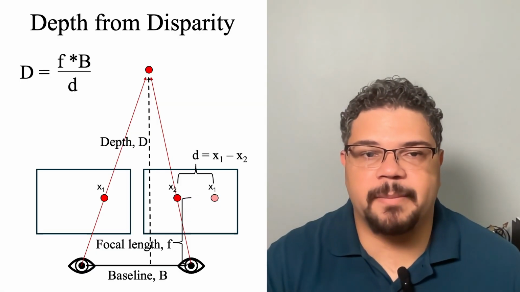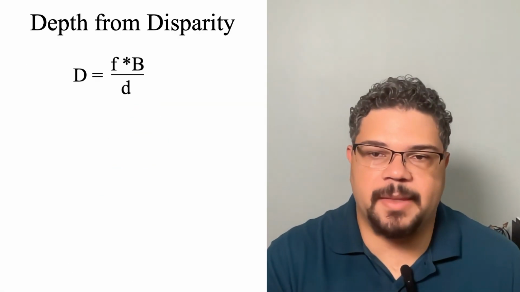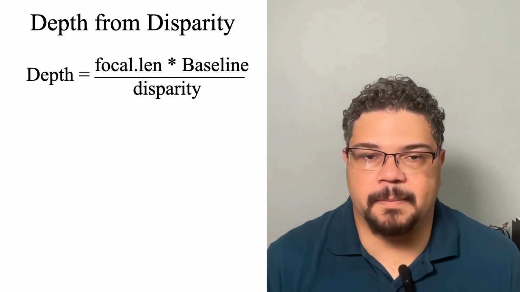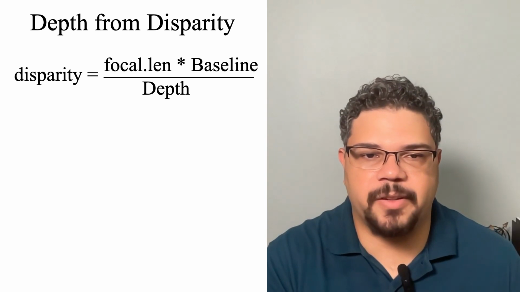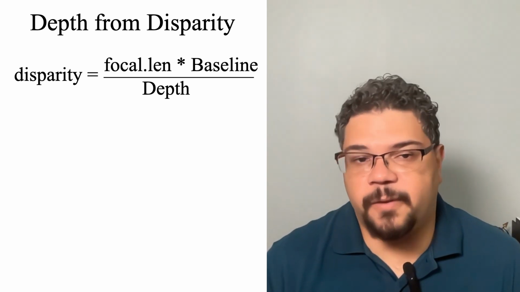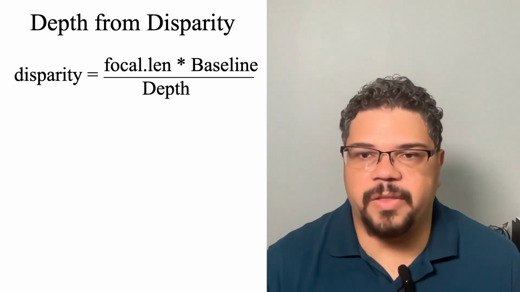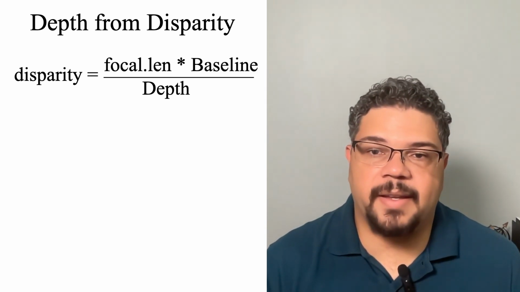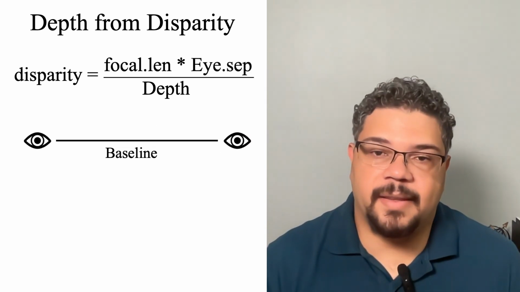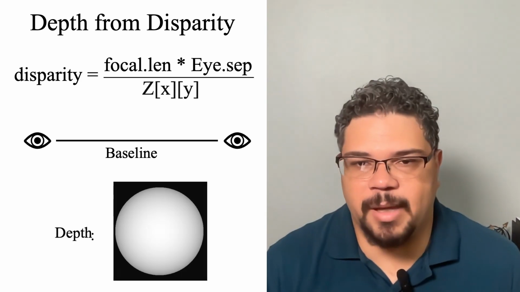Okay, so you remember our depth from disparity equation? If we have a depth image, how can you compute the disparity? Rearranging the terms, we get that the disparity between the point where a feature lies in each eye is equal to the focal length times the baseline over the feature's depth, where the baseline is the distance between your eyes, and the depth is read from the depth map image we made before.